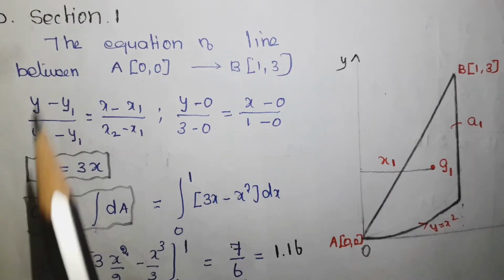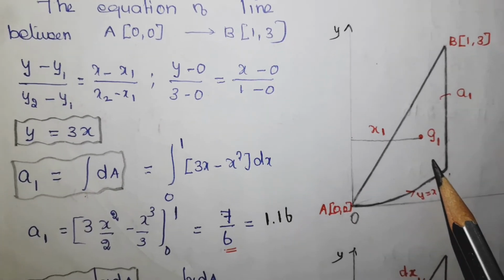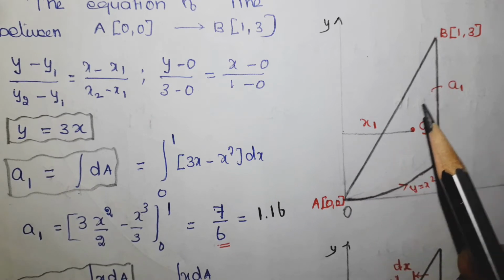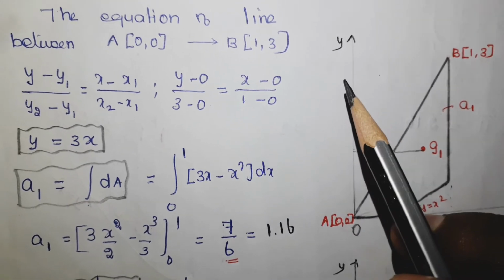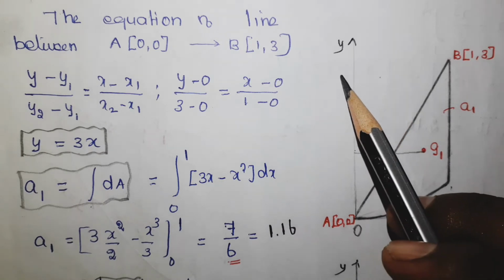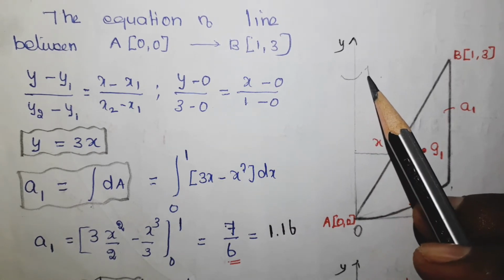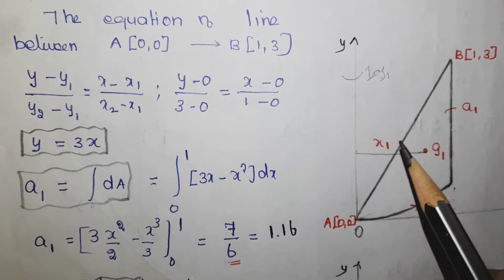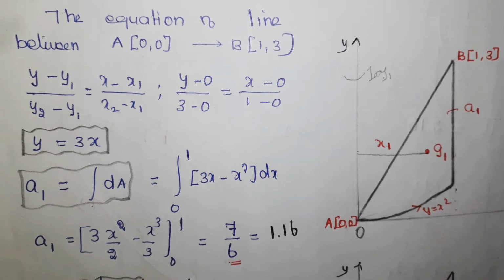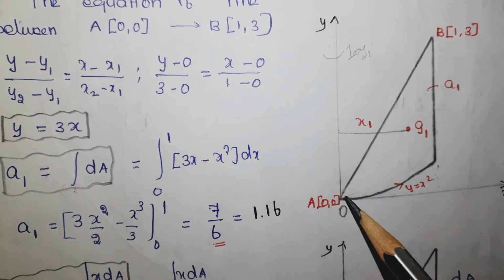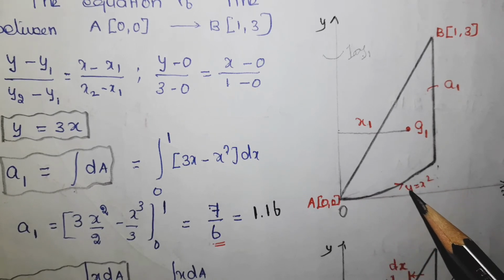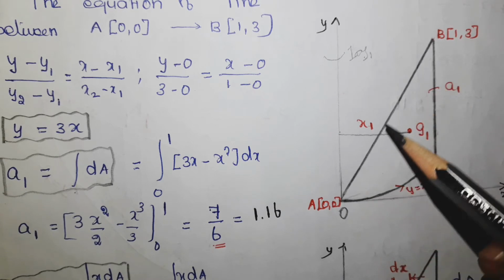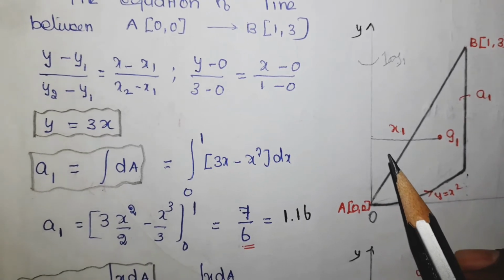Now let us go to the first section. So here is the first section and this is the position of G1. Now we have to find this area A1 and x1, then the moment of inertia with respect to this axis, I_y1. So A1, x1 and I_y1 we are going to find. Now you see here there is a curve whose equation is y equal to x square, whereas here there is a straight line. So we have to find the equation for that.